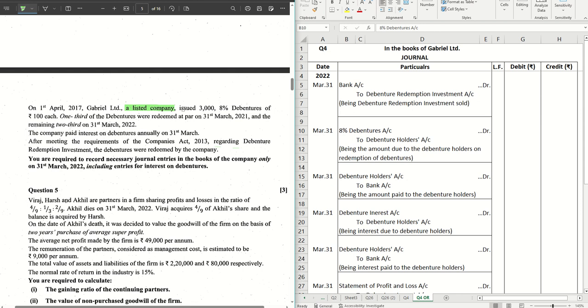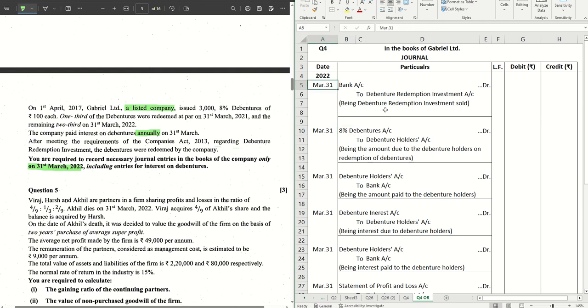So it has already issued 3,000 debentures of 100 each. That means total 3 lakh rupees. And the rate of interest is 8%. 1/3 of these debentures were redeemed at par on 31st March 21, and the remaining 2/3 on 31st March 22. The company paid interest annually on 31st March. And after meeting the requirements regarding debenture redemption investment, the debentures were redeemed by the company. We are required to pass journal entries only on 31st March 22. So all the entries which are to be passed on 31st March are to be passed here, including the entries for interest on debentures. All right, let's do it one by one.